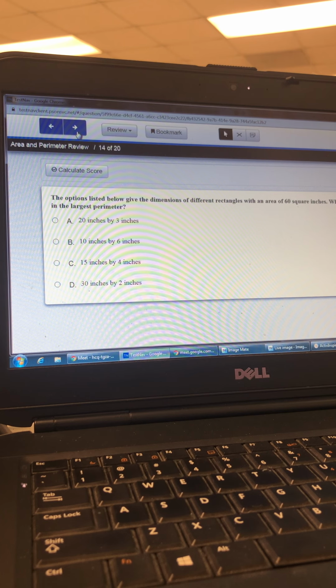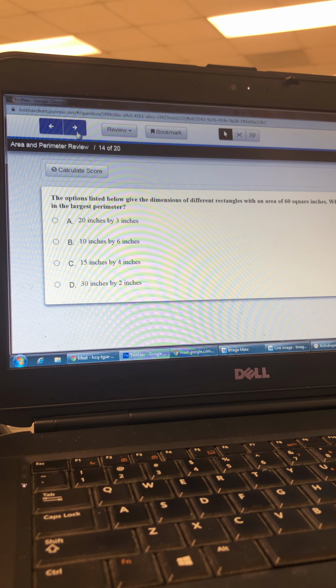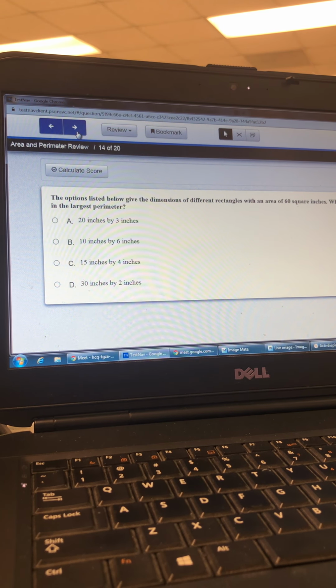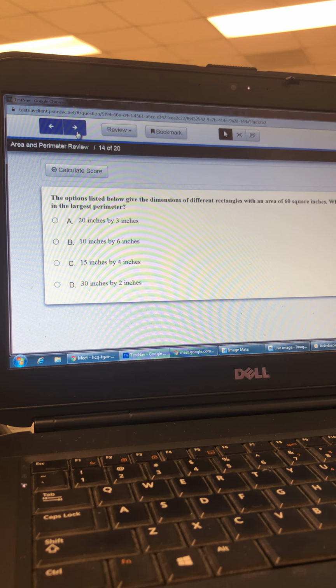That means you're going to have to work out each one of the problems. Each one of the choices, and figure out which one has the largest perimeter. Work out each choice. So we're doing perimeter? Yes. Work out a single one of the problems, so I'm not taking that answer.